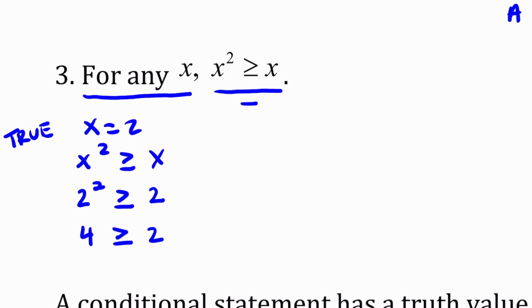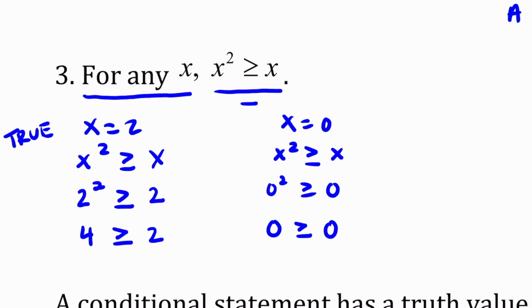So let's try x equals 0. If my conclusion is x squared greater than or equal to x, let's replace both x's with 0. So I have 0 squared greater than or equal to 0. 0 squared, 0 times 0, is just 0, which is greater than or equal to 0. Is 0 greater than or equal to 0? Yes. So this example makes the conjecture true, but that's not what we want. We need to find a counterexample which will make the conjecture false.